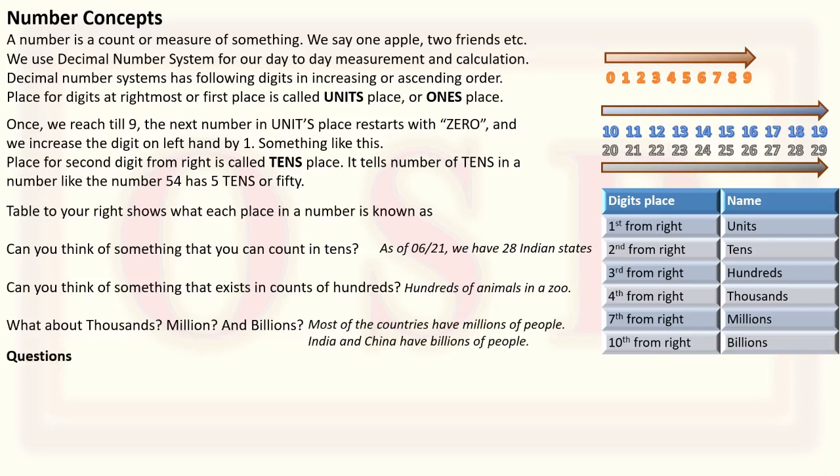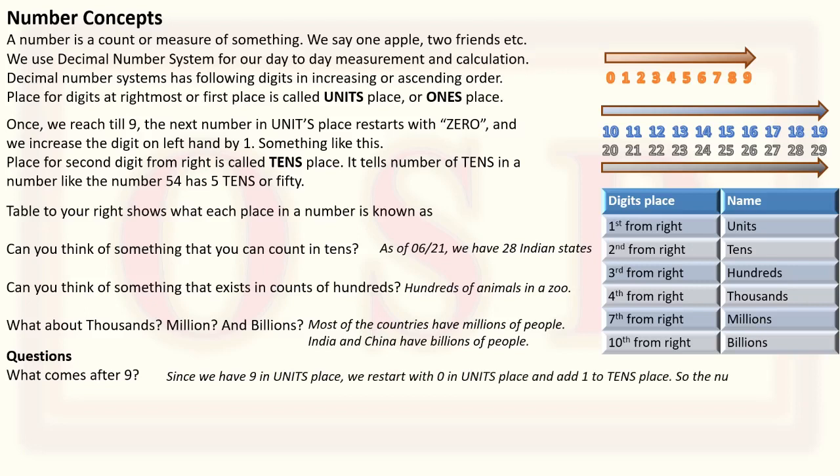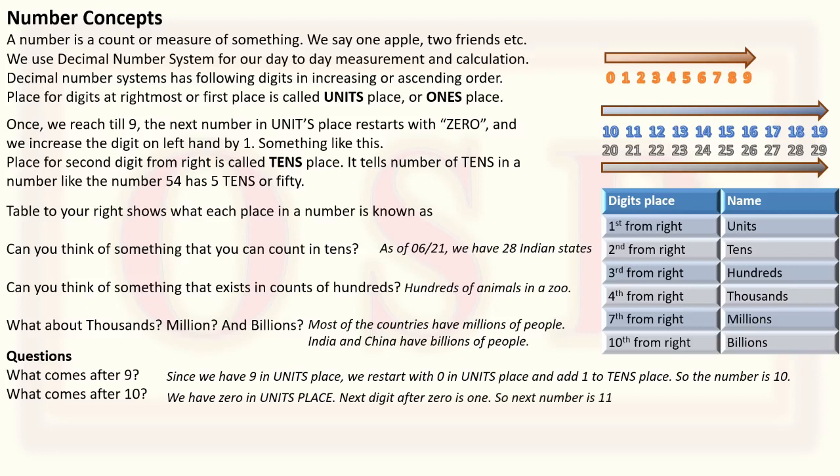Now a question for you. What comes after 9? So you'll have to revisit the concept. Since we have reached 9 in units place, we restart with 0 in units place and add 1 to tens place. So the next number is 10. What comes after 10? This is simple. Yes, we have 0 in units place. The next digit after 0 is 1. So the next number is 11.